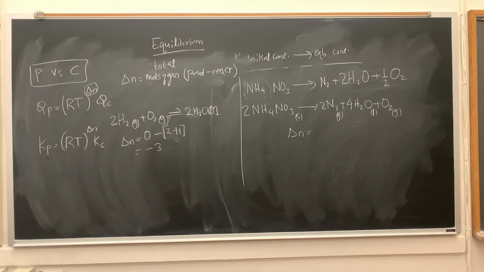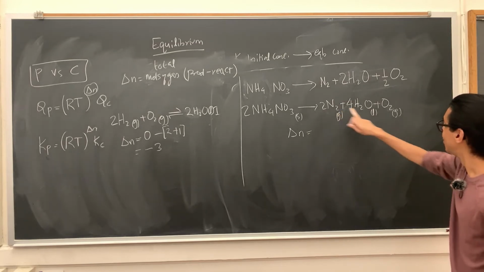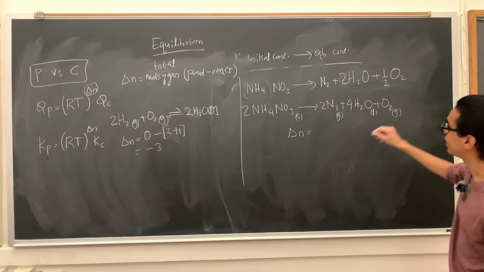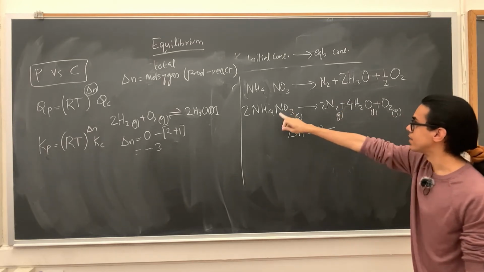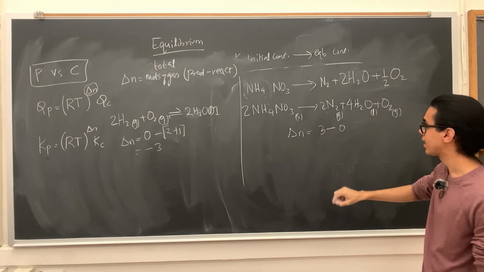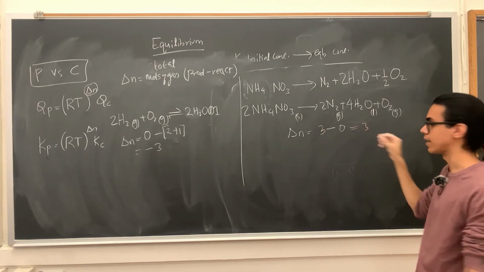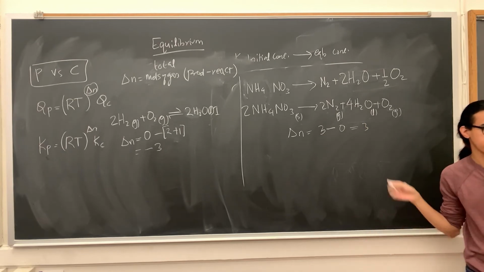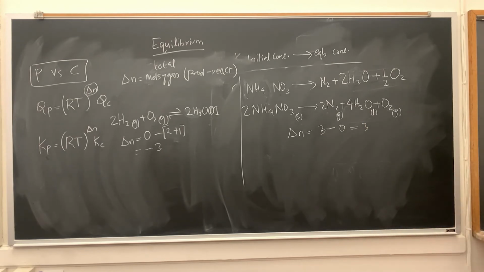Gases on the product side minus gases on the reactant side. 7. So how many? 2, skip the liquid. 1, that's 3, minus none on the reactant side because it's all solid, so delta n is 3. Right, just a little topic.